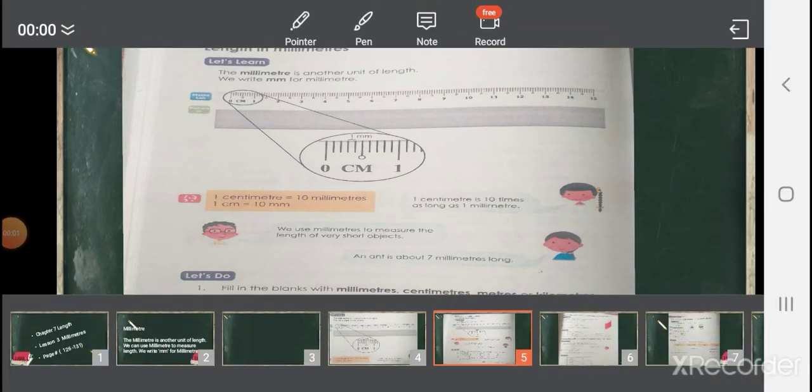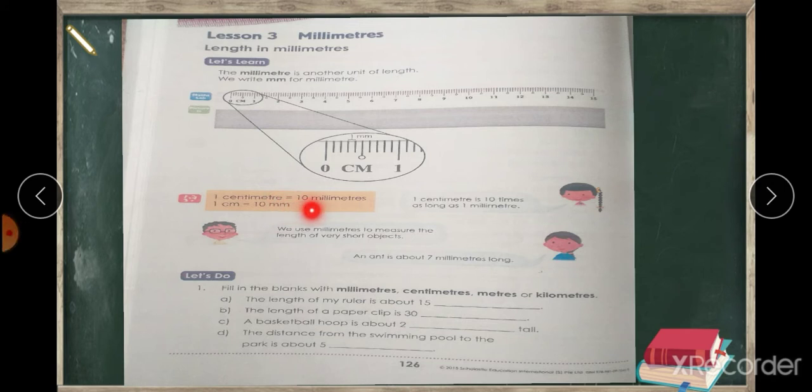1 centimeter equals 10 millimeters. So in short, we write 1 cm equals 10 mm. Now the question arises: where do we use millimeters? We use millimeters to measure the length of a very short object. An ant is about 7 millimeters long. As an ant is very short, we would go for millimeters.